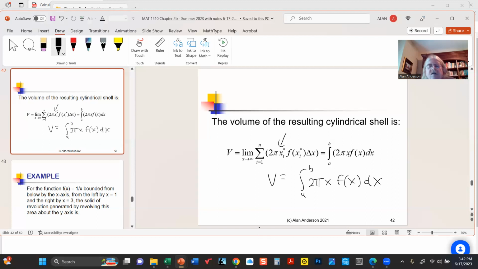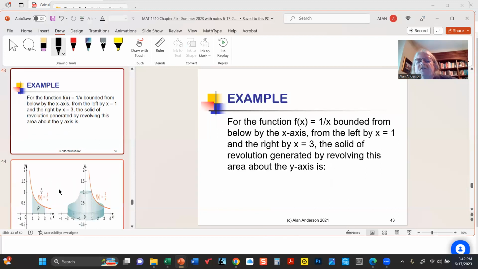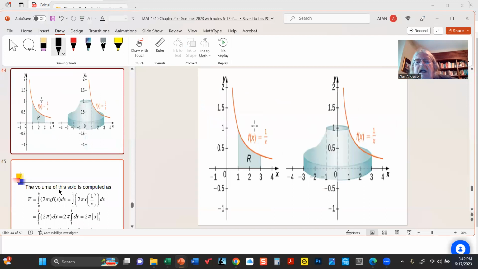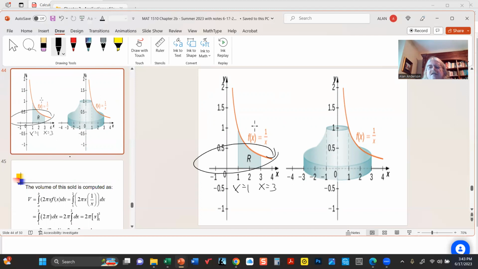All right, so let's look at a quick example. First, let me show it to you. And so you can see the function is f of x equals 1 over x. It's bounded between x equals 1 and x equals 3 and the horizontal axis. And if you notice, it's being rotated this way. So it creates what we're going to call a cylindrical shell.